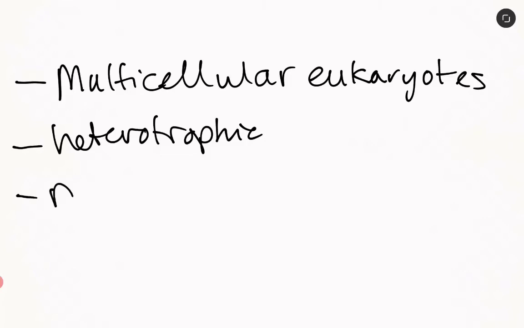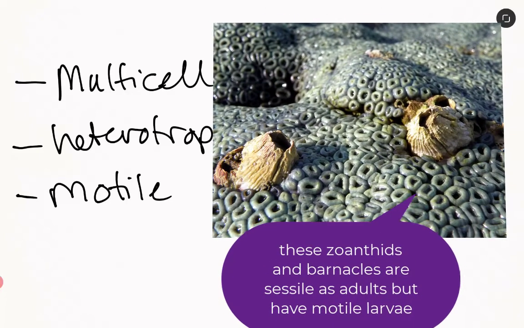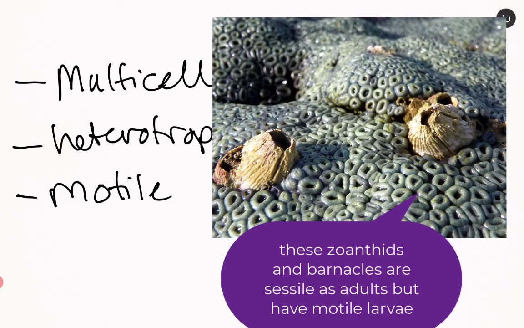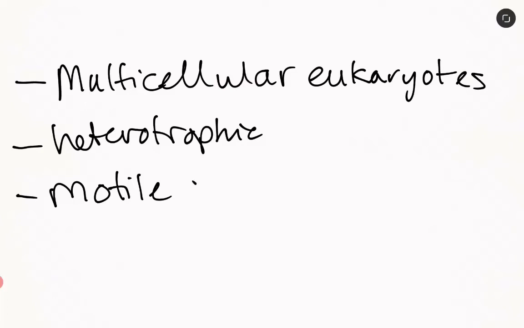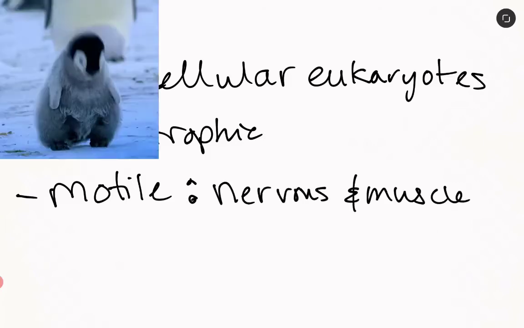And animals are motile. They can move around at least at one stage in their life cycle minimum. So even if they're maybe sessile as adults, maybe their larvae are free swimming or free moving, right? But this mobility, this ability to move, is only possible because we have specialized tissues. Animals have specialized tissues, nervous and muscle tissue, which allow for that movement.